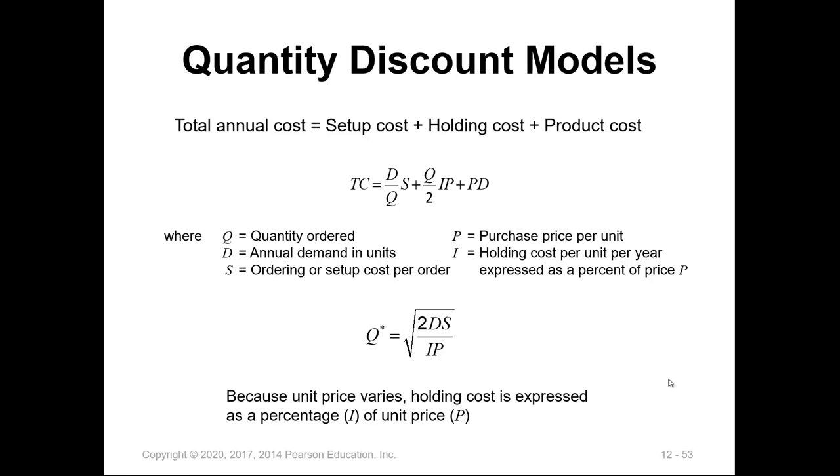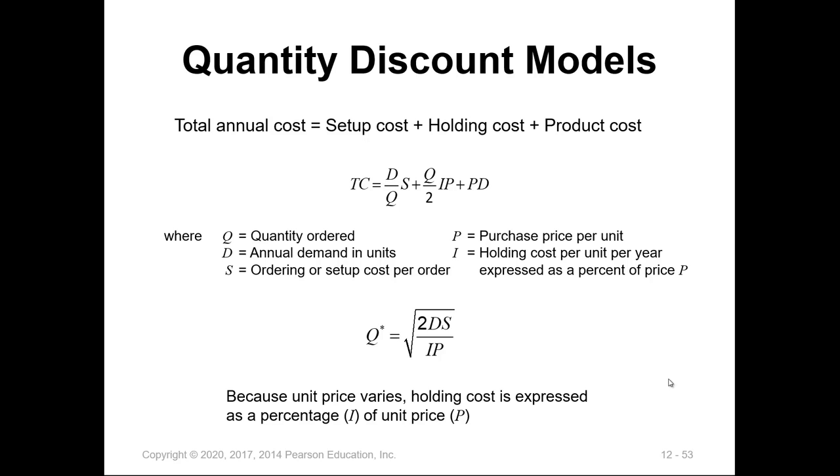The total annual cost in this model will equal setup cost plus holding cost plus product cost. So TC will equal D divided by Q multiplied by S, plus Q divided by 2 multiplied by IP, plus PD. Where Q is the quantity ordered, D is the annual demand in units, S is the ordering or setup cost per order, P is the price.